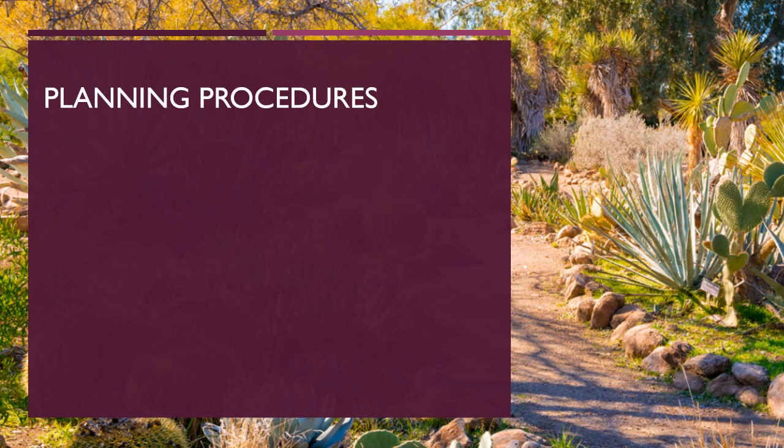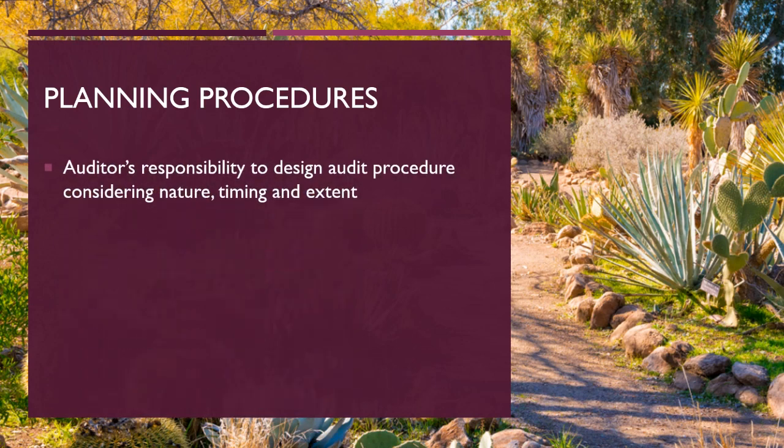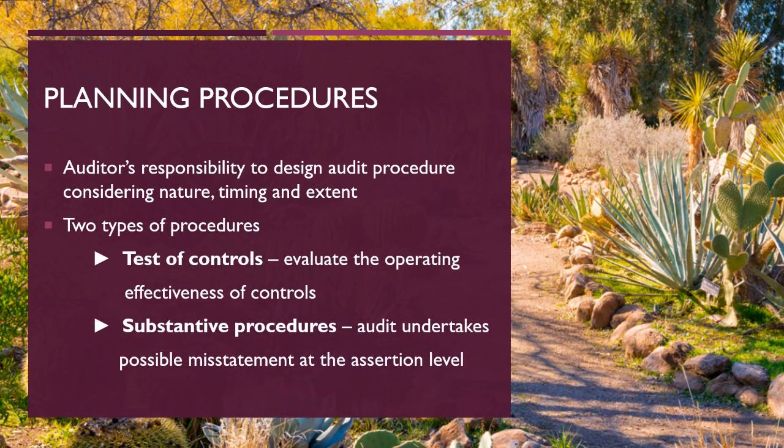Planning procedures. It is the auditor's responsibility to design audit procedures considering nature, timing, and extent. There are two types of procedures. Test the controls, which evaluates the operating effectiveness of controls. Substantive procedures, where the auditor addresses possible misstatement at the assertion level. Next slide, we are going to delve into test the controls and substantive procedures.